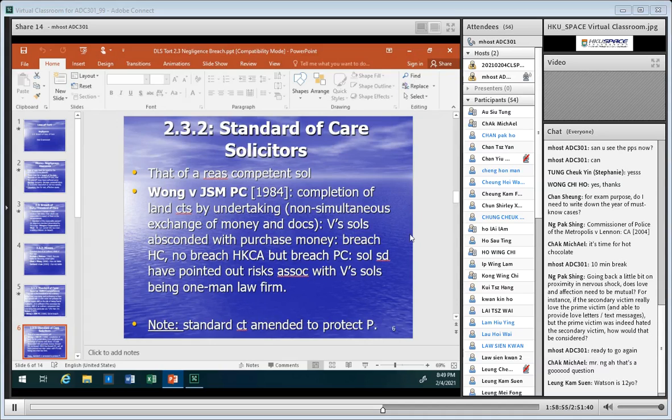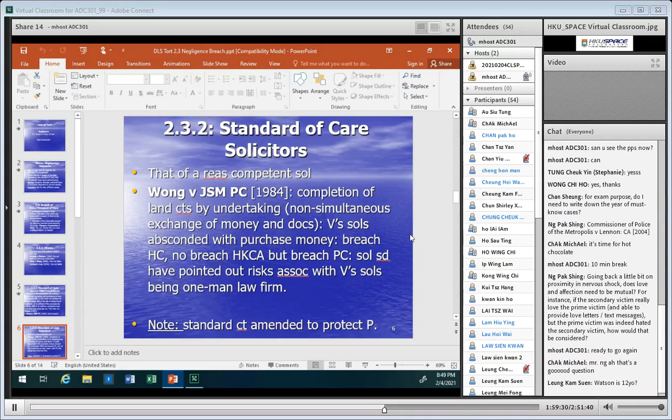And if that was mentioned, the purchaser could have insisted on completion not being by undertaking, but should have insisted on what we call formal completion, that is simultaneous exchange of money and documents. Okay, so the solicitor should have pointed out these risks associated with the vendor solicitor being only a one-man law firm, did not do that, and so they were in breach of the duty of care. And so there was negligence found in Wong and JSM.